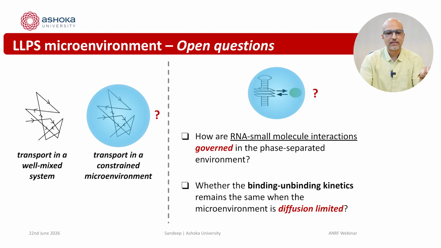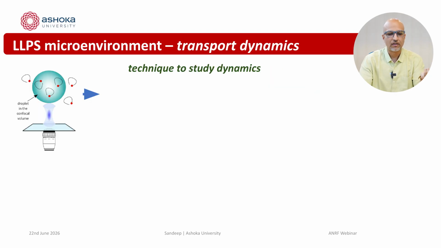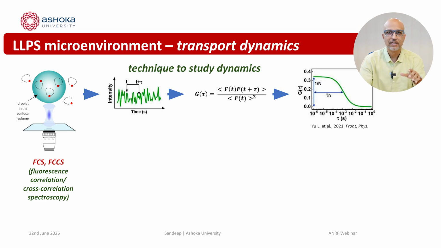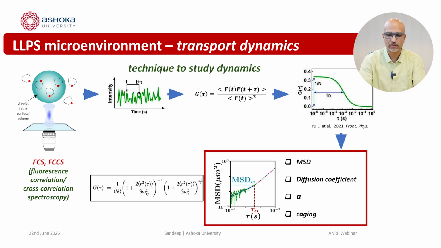We would like to answer this using a single molecule technique called FCS, fluorescence correlation spectroscopy. In this technique, the intensity fluctuation coming from your sample can be correlated with appropriate formulations, and using these correlation curves, one can derive diffusion coefficient, displacements as well as caging behavior. This allows us to understand the transport dynamics of molecules.